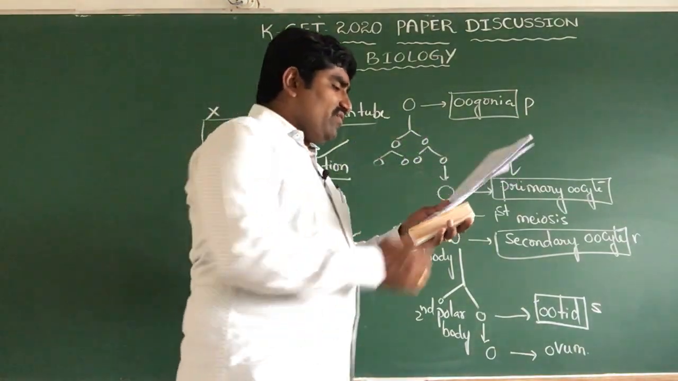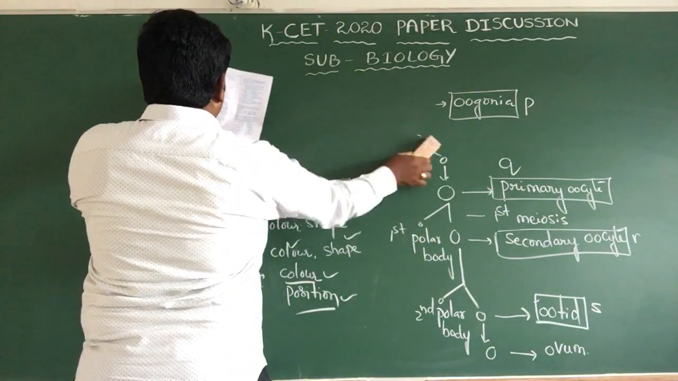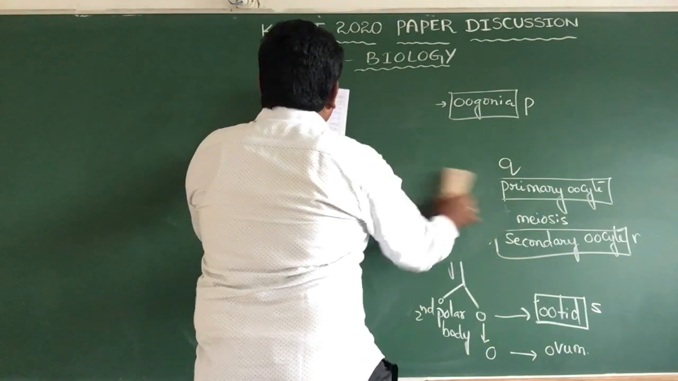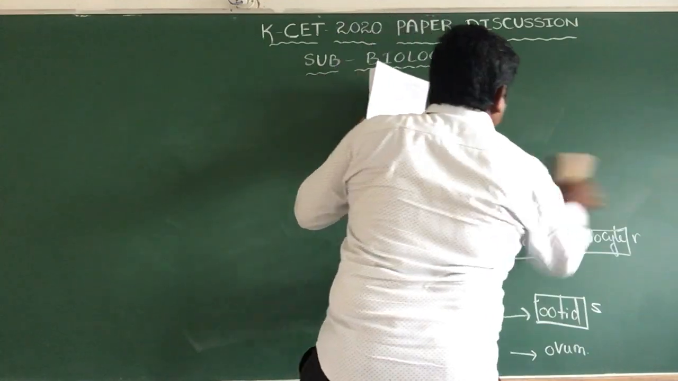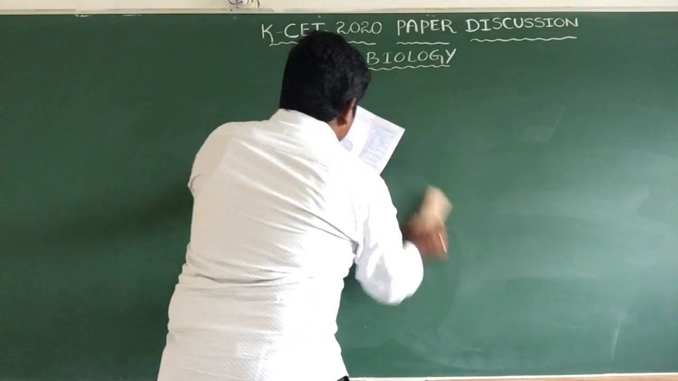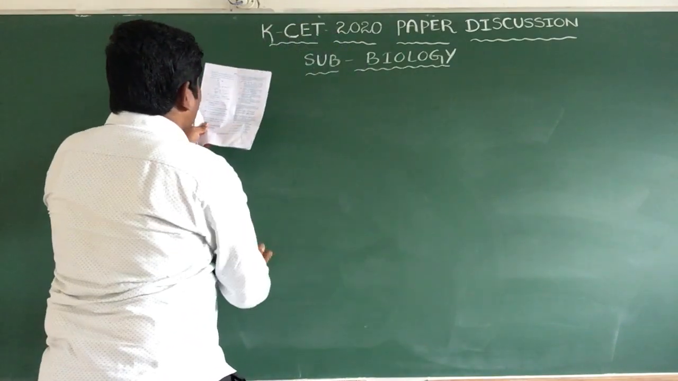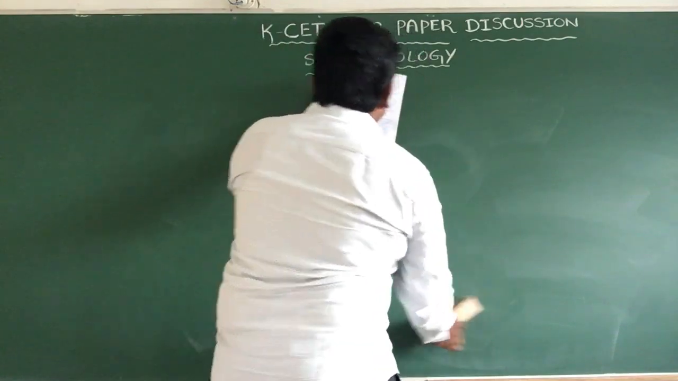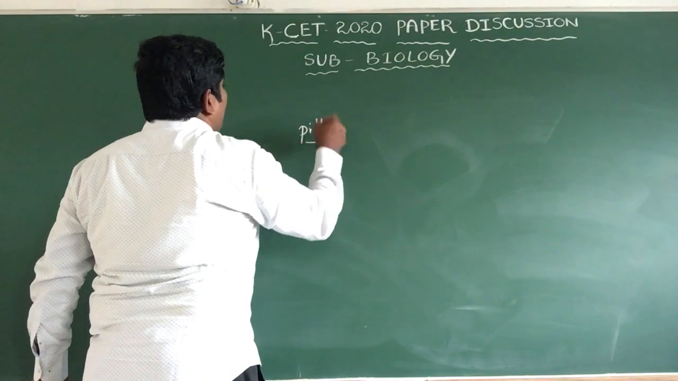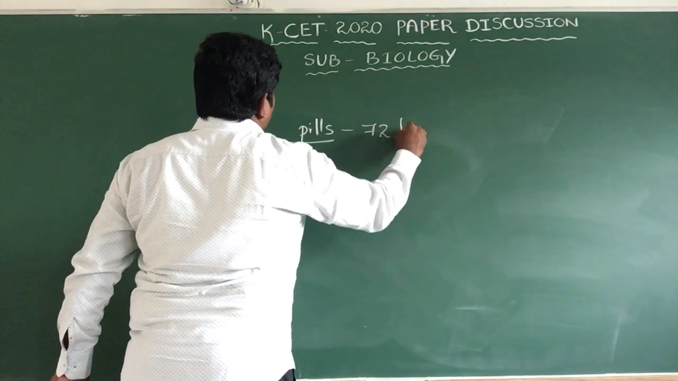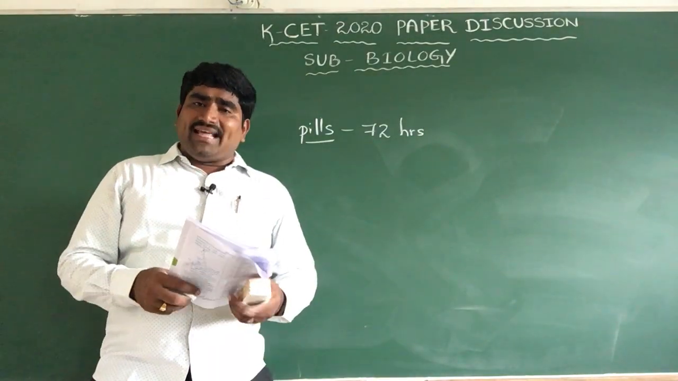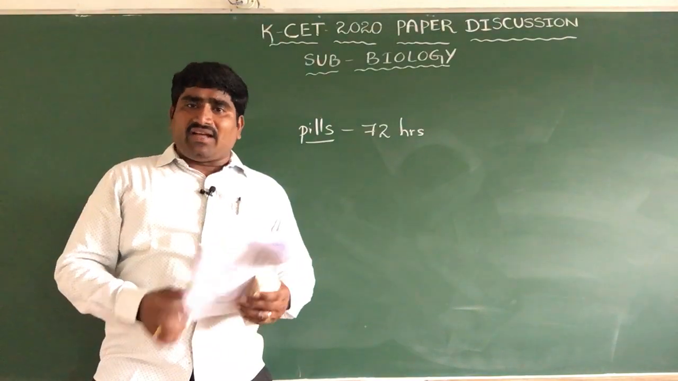Next one, which of the following contraceptives could be effective in avoiding pregnancy if used within 72 hours after fertilization? This question is related to pills. If the pills are taken within 72 hours after fertilization, then they can avoid pregnancy. That we have studied.